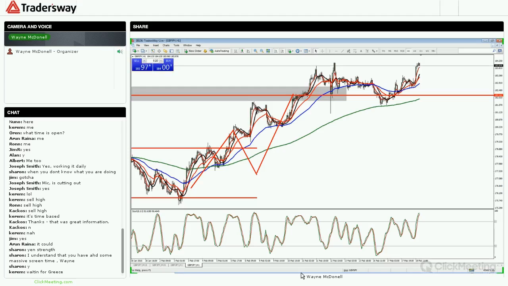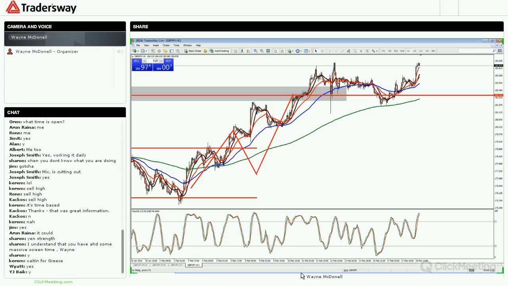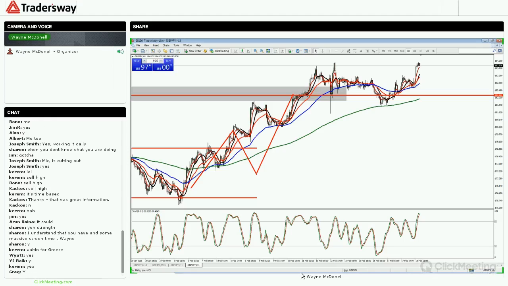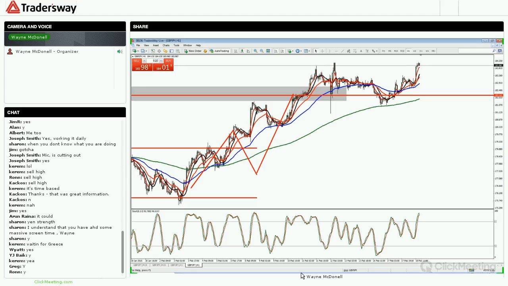Does anybody remember doing this? Marking this up when it was consolidating? And what was the message? You don't need to be on the first wave. You don't need to be the one that breaks the range. Let it break, trade the pullback. Long and gone.